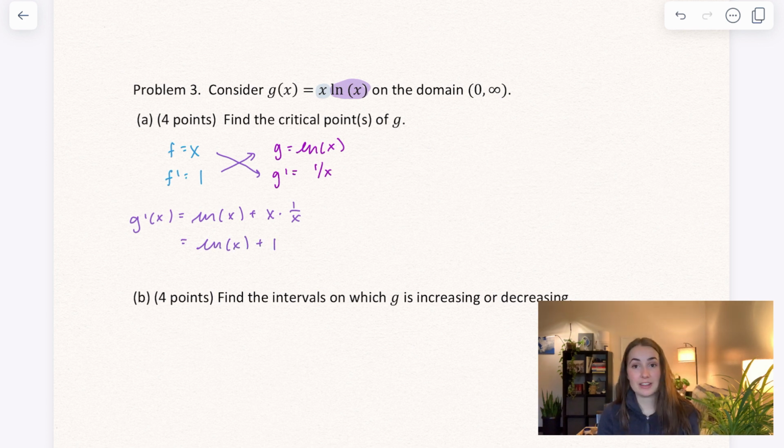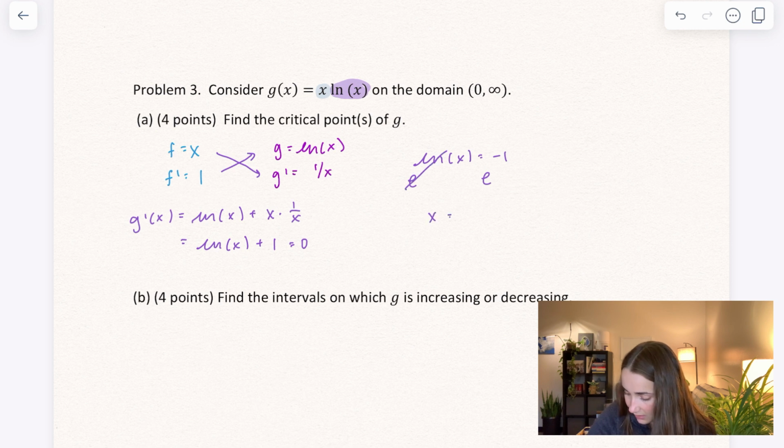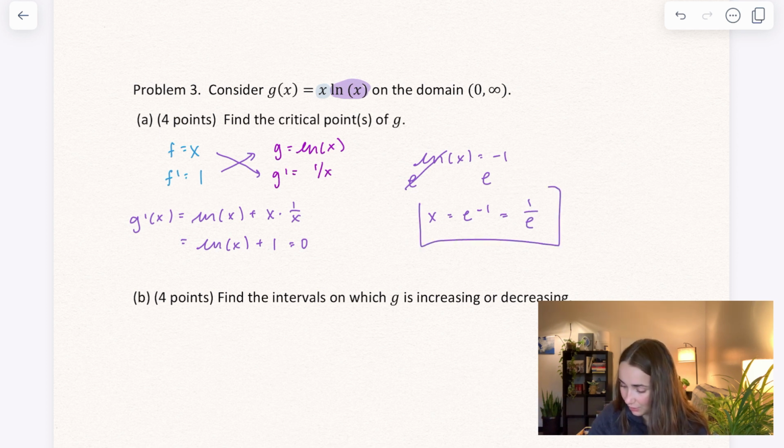And now in order to find the critical values, we're going to go ahead and set this equal to 0. So we get the natural log of x is equal to negative 1. So in order to get x all by itself, I'm going to have both of these raised to e. So here these cancel out and we get x is equal to e to the power of negative 1, or if you wanted, you can rewrite that as 1 over e. And this right here is going to be our critical value.